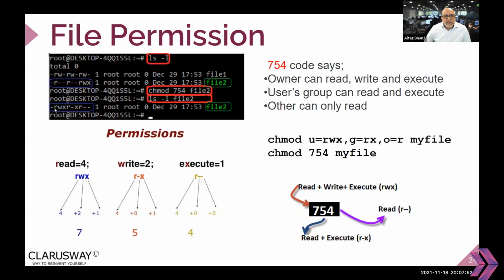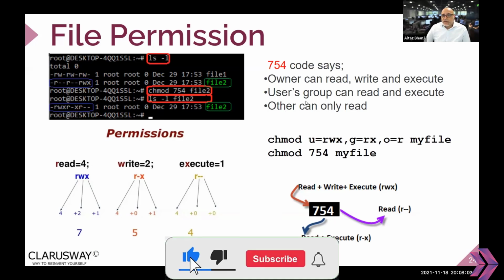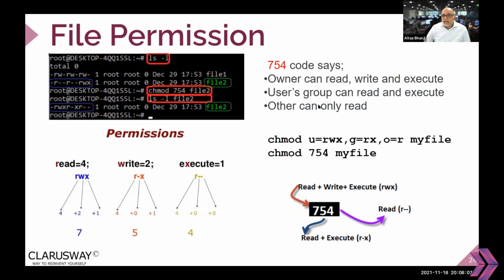And when you do an ls -l, you see it's 754. And this is what that means: the owner can read, write, and execute. The user's group can only read and execute, and others can only read. And then you can see that I could have done the same thing this way.